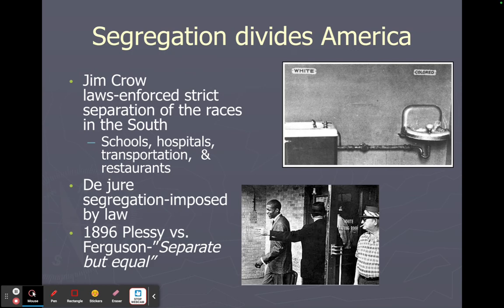Thinking of schools, there are white schools and Black schools. The white schools would get all of the new textbooks and new furniture, and all the old furniture and textbooks would get sent to the Black schools. So segregation really set up a separate society in the South.